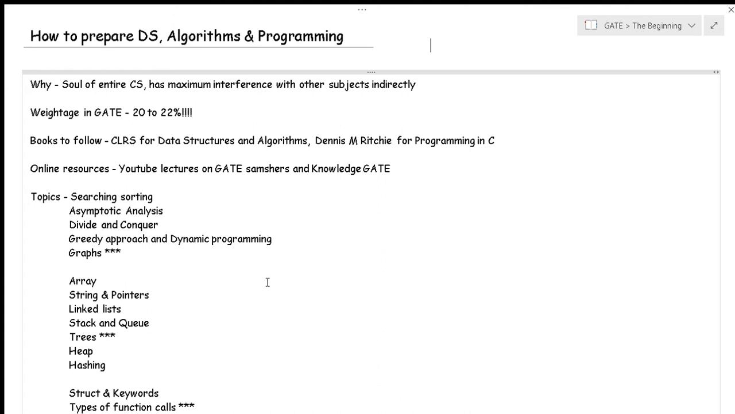For programming, you can refer to Dennis M. Ritchie. This is the book, second edition, The C Programming Language by Dennis M. Ritchie. In order to prepare for programming, there are two ways. Either you read the book and understand each and every concept thoroughly, or what I did was learn on the fly.